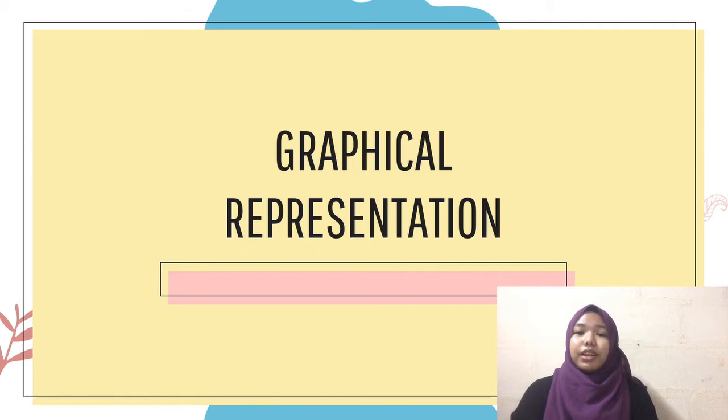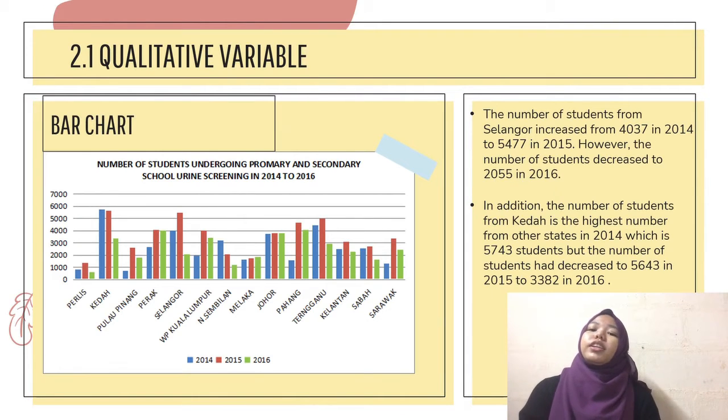Next is graphical representation. 2.1 Qualitative variable. The bar chart. The figure shows that the number of students from Selangor increased from 4,037 in 2014 to 5,477 in 2015. However, the number of students decreased to 2,055 in 2016.